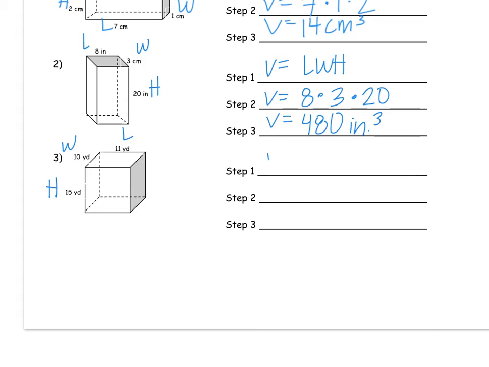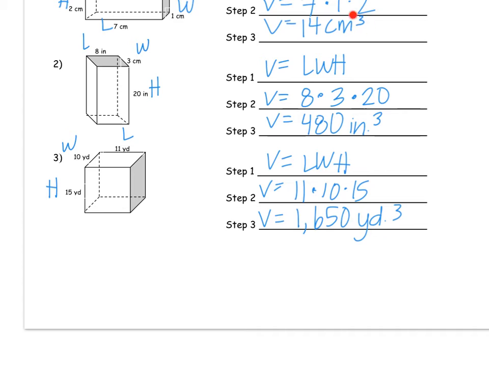Okay, so number 3. So 11 times 10 times 15. So 11 times 10 gives you 110. 110 times 15 gives you 1,650 yards cubed. Again, do not forget to cube or put your unit to a power of 3. You'll lose a point on your quiz and test if you don't do that.